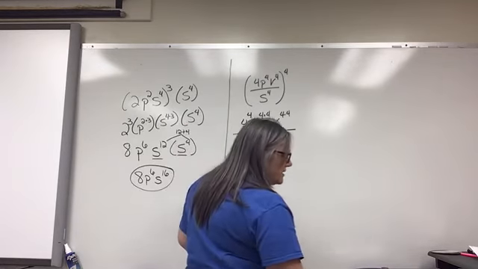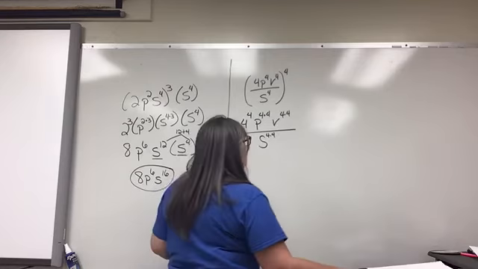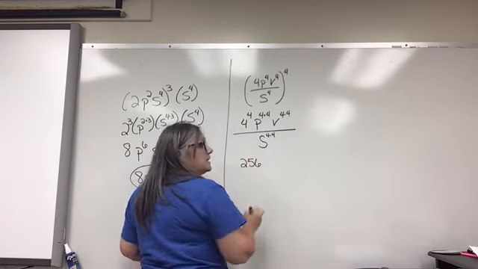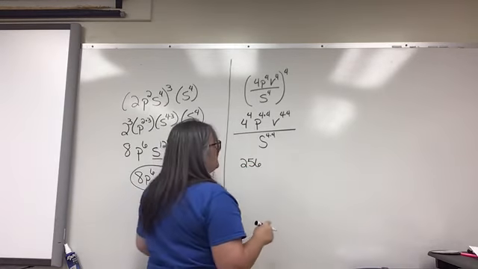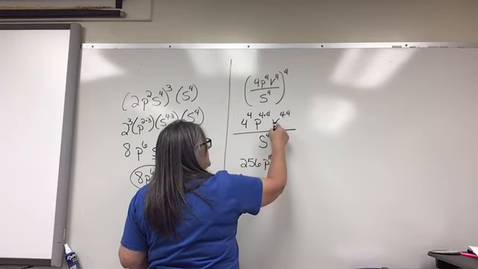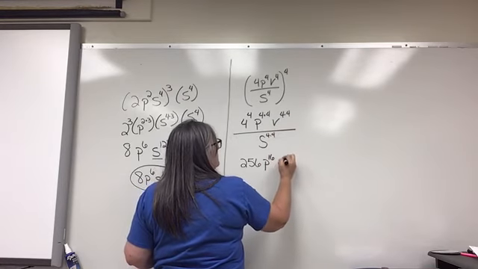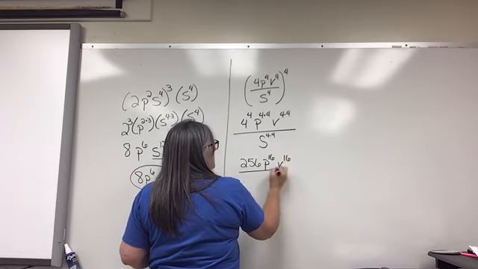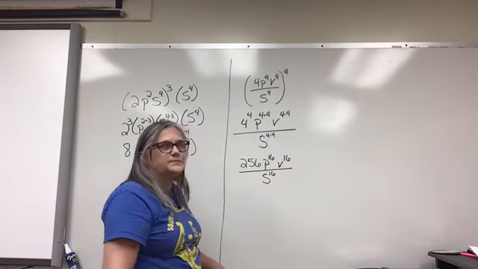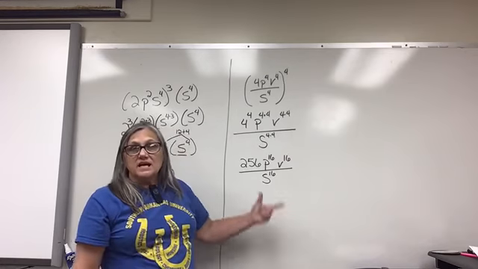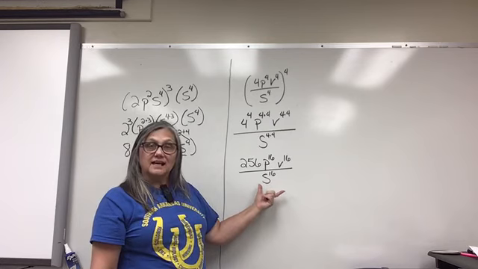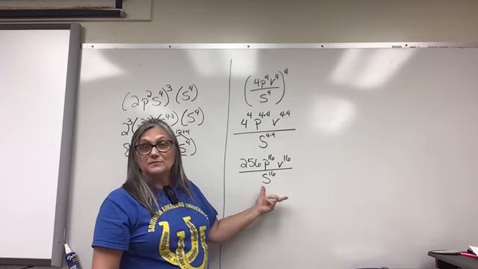So 4 raised to the 4th power is 256. And yes, I got out my calculator and figured that out. 4 times 4 is 16. V to the 4 times 4 is 16. And then s to the 4 times 4 is 16. Because none of those things in the numerator or the denominator have the same base, there's nothing I can do with those exponents. So that's my final answer.